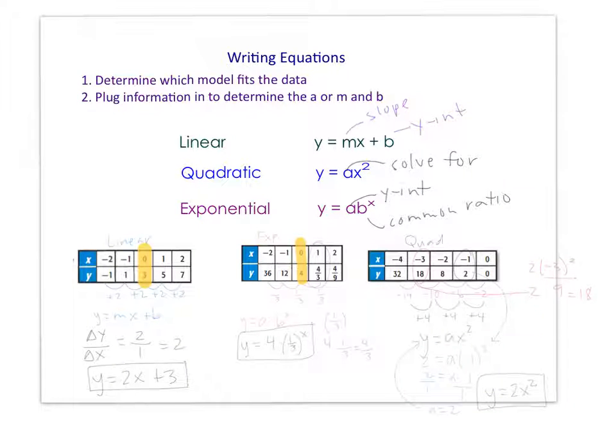So again, what we did here is we first determined which model fit the data by looking at the tables. Then we plugged in information to determine which parts of the equation we needed to figure out, and then we wrote an equation for that data using either a linear, quadratic, or exponential model.